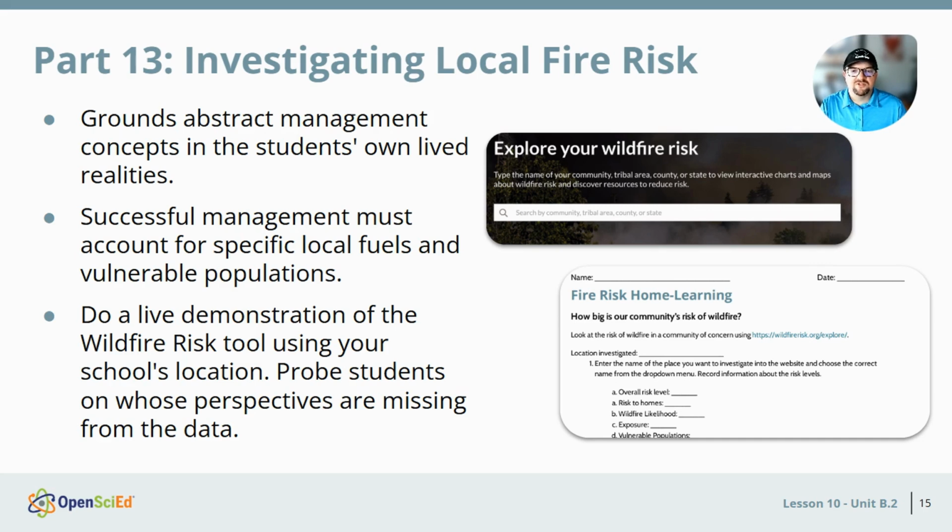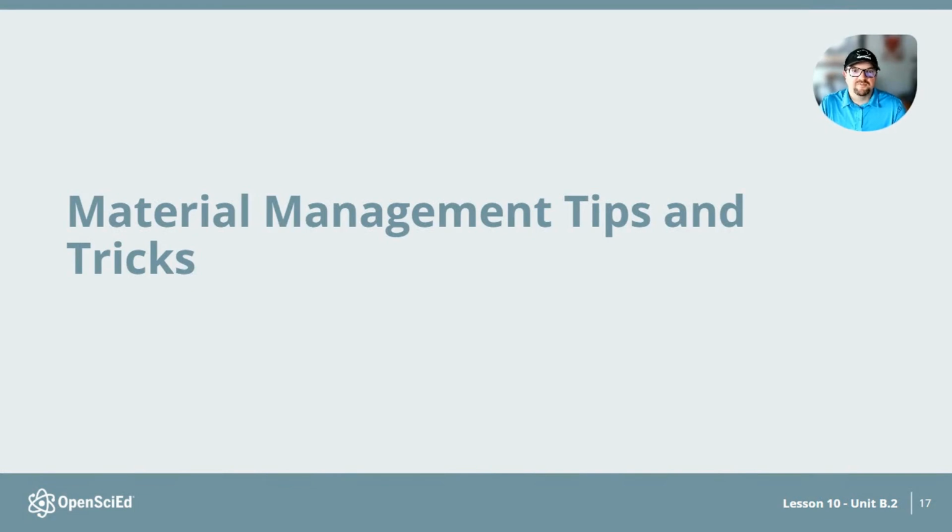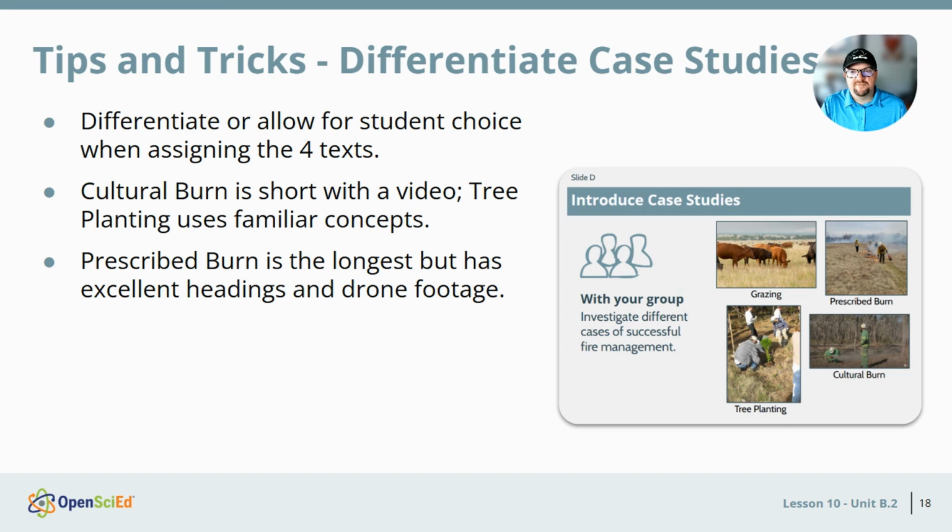I always do a live demonstration of the wildfire risk tool using the area around our school to orient them. During the share out, I ask probing questions about whose perspectives are missing from the data and how specific vulnerable groups might be protected. At this point, they're wondering how to apply what they figured out to protect the places they care about. In lesson 11, we'll break down criteria and constraints to design the actual fire management systems for our communities. Let's talk about some practical classroom tested tips and tricks to help manage differentiation and logistics more smoothly.